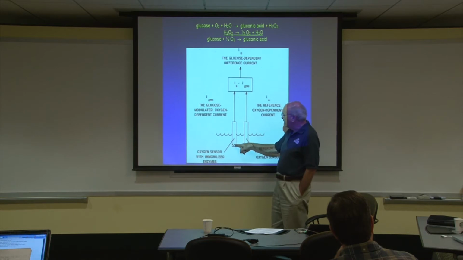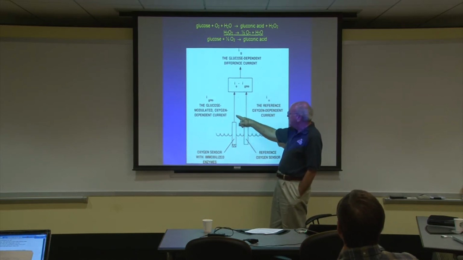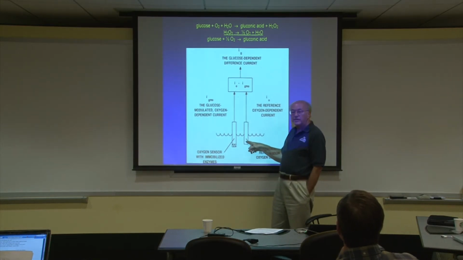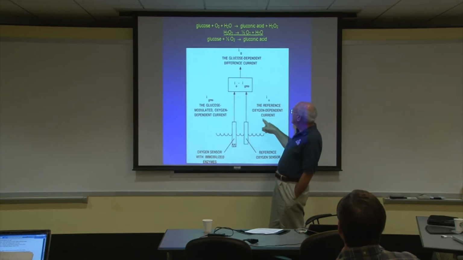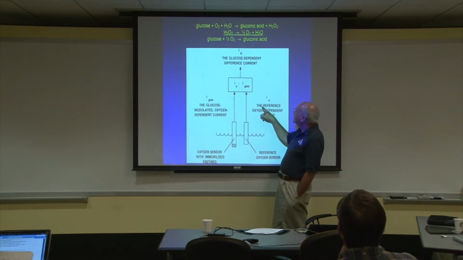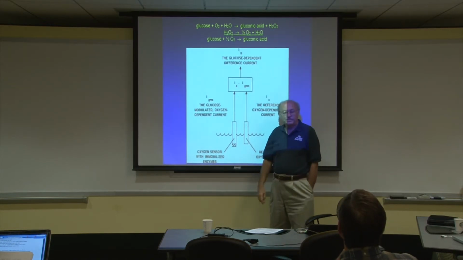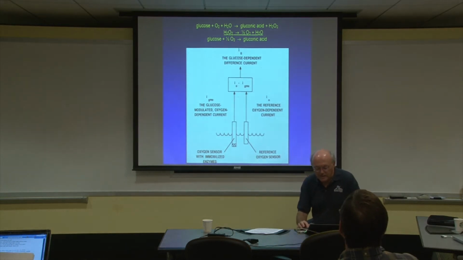So there's a current that's produced when oxygen reacts at the oxygen sensor, and it's directly related to glucose. And then you need to know how much oxygen is present in the body to begin with, right? And this is an oxygen sensor without any enzymes on it. And so this makes the oxygen dependent reference current, and you subtract the two and you get a glucose dependent difference current. Okay. So that's the physics of it.